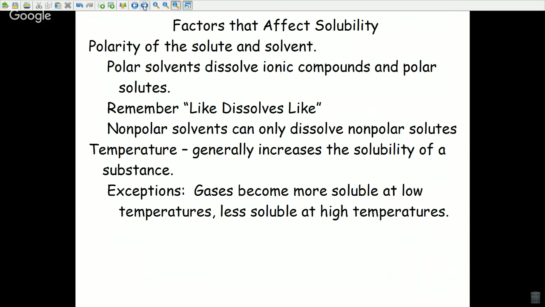Factors that affect the solubility are the polarity of the solute and solvent. Polar solvents only dissolve ionic compounds and other polar solutes. Nonpolar dissolves nonpolar. So remember, like dissolves like. And as the temperature goes up, the solubility of most things increases with the exception of gases, which become less soluble as the temperature goes up, which is why your soda goes flat a lot faster when it's hot out instead of when it's cold.